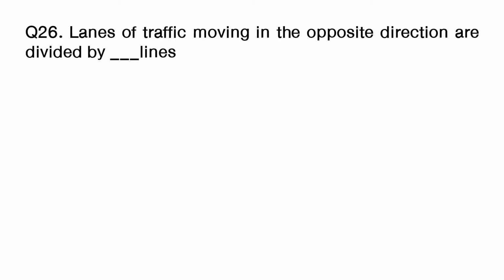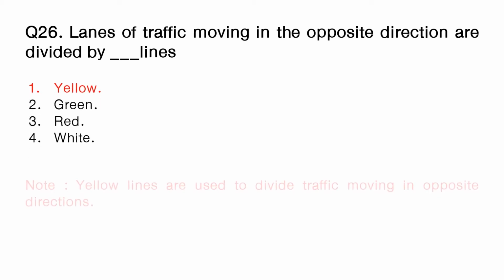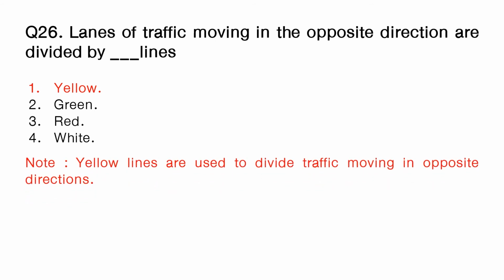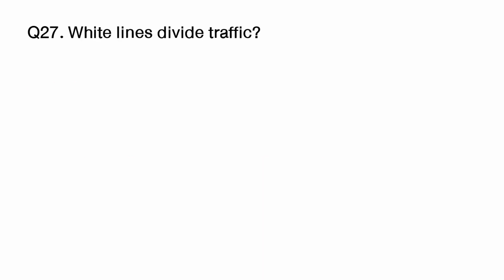Question: lanes of traffic moving in the opposite direction are divided by dashed lines. Option number 1, yellow. Option number 2, green. Option number 3, red. Option number 4, white. The answer is option number 1, yellow. Note: yellow lines are used to divide traffic moving in opposite directions.